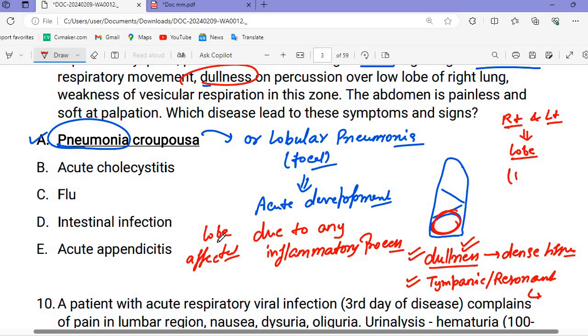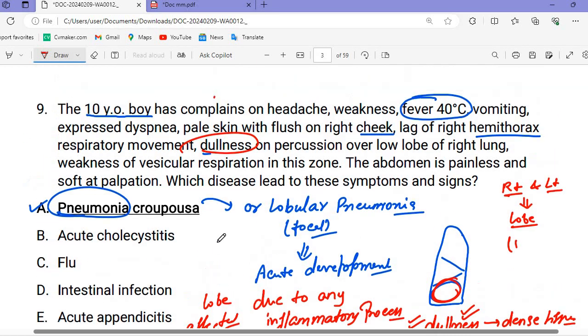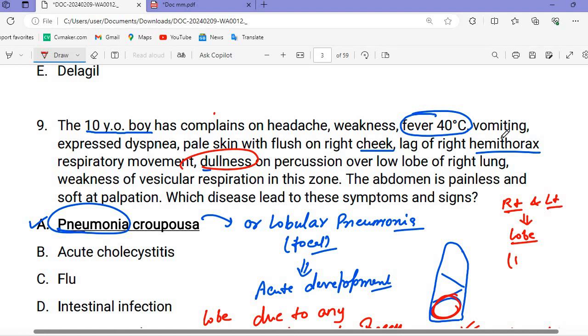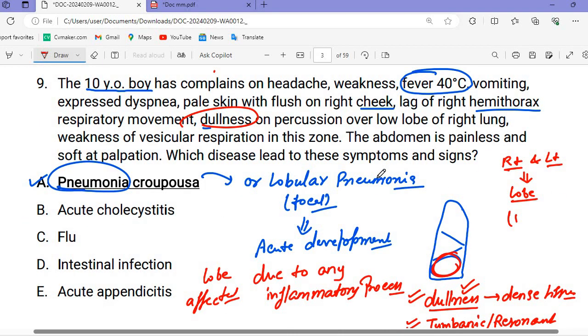Okay, so we have dullness on percussion over the lower lobe. We have symptoms of lag of the right hemithorax in respiratory movement. Then we have dullness on percussion. The abdomen is painless and soft on palpation. This condition is known as lobar. If lobar consolidation is there, that can lead to croupous pneumonia or lobar pneumonia. We can also call this term bronchopneumonia.